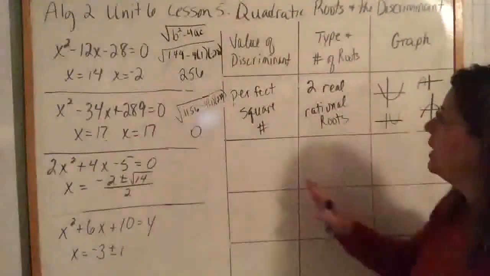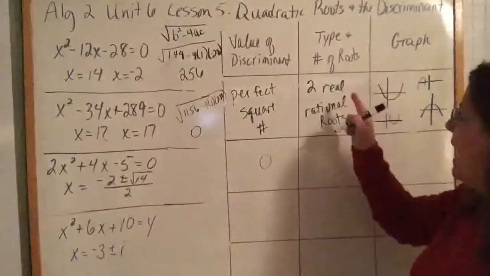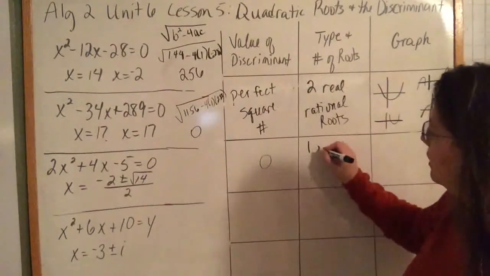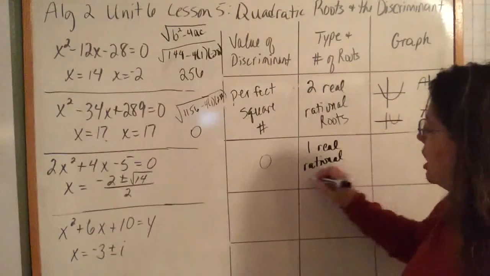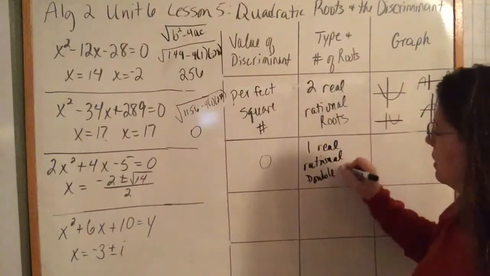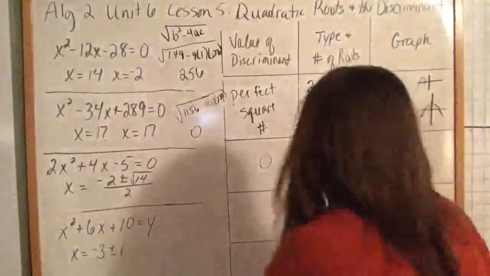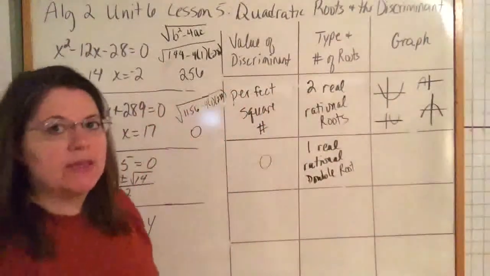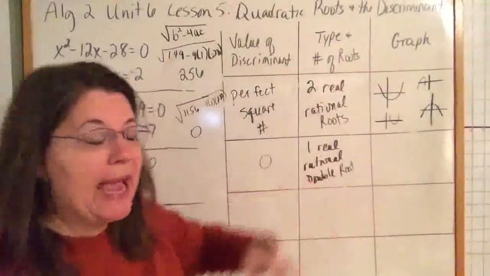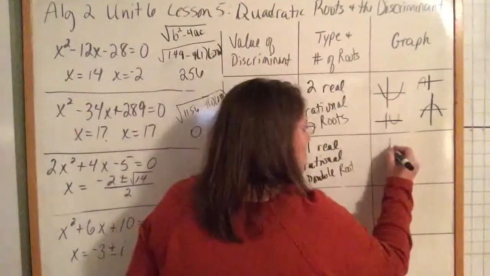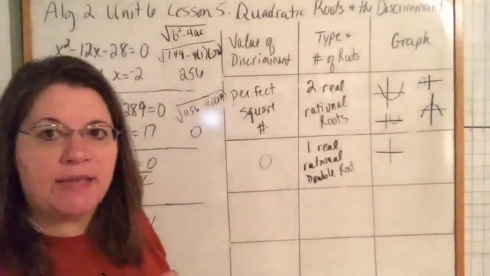So if the value of the discriminant is 0, then we have one real rational double root, because it shows up twice. The graph of this is very different. It's still a parabola, it still goes up or goes down, but when you have a double root, what that means is your vertex is actually on the x-axis.